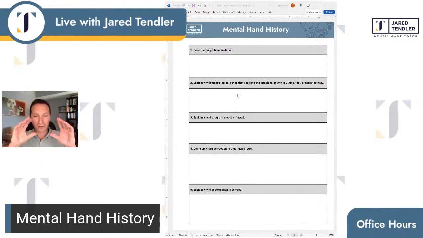So a lot of people get stuck here. Begin to shift your mentality and try to describe why it makes sense that you have greed or FOMO, or you're lazy, or you're procrastinating, or you're losing confidence. What's the logic behind that? Why does it make sense? Okay. And again, I'll give you some examples.